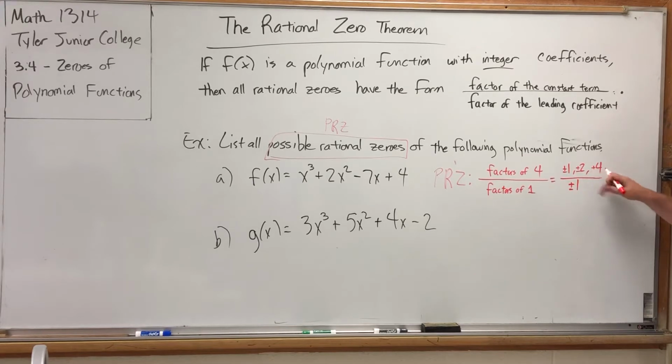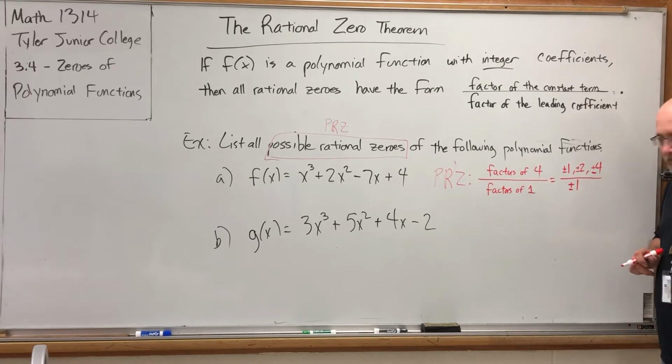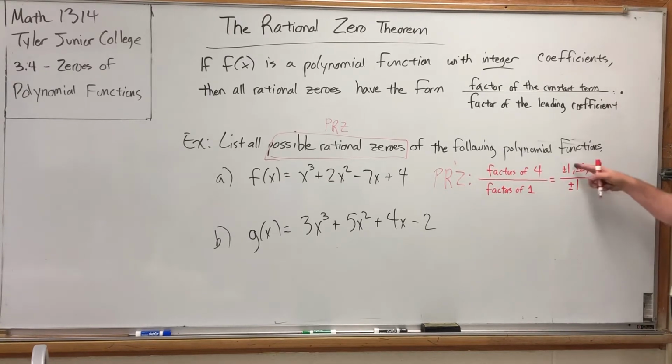And now I just have to make every possible fraction by picking a numerator and picking a denominator. Luckily, the only denominator I have is plus or minus 1. So I have to put each of these numerators over 1. That's easy. 1 over 1 is 1, 2 over 1 is 2, 4 over 1 is 4. But each of these are of the plus-minus variety.